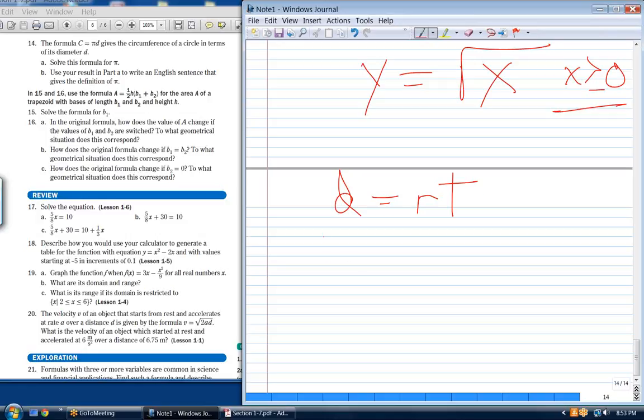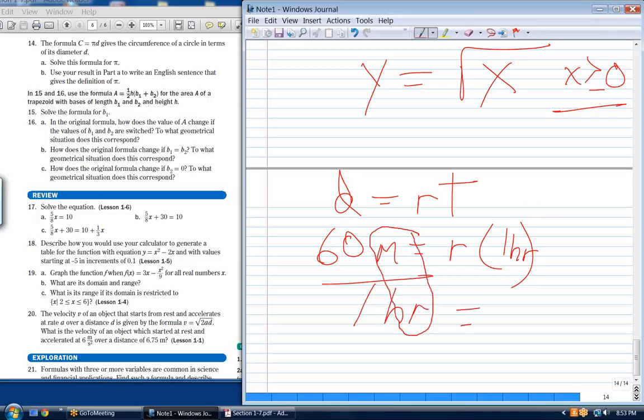Okay. If I want to drive to Colorado Springs, which is a distance of 60 miles, and I want to do it in 1 hour, then the rate I have to go is 60 miles an hour. In other words, this is 1 hour, so I'm going to divide both sides by 1 hour, and I get rate is 60 miles per hour.